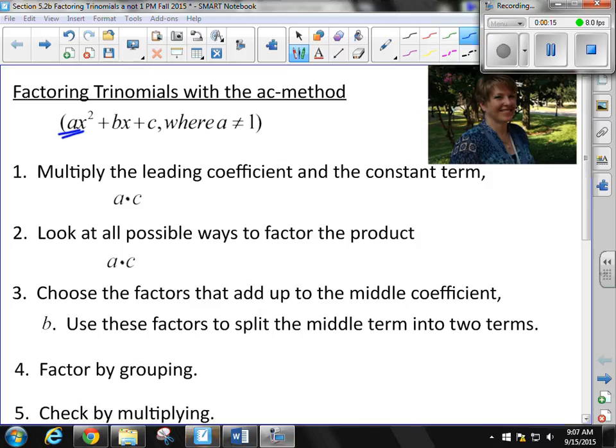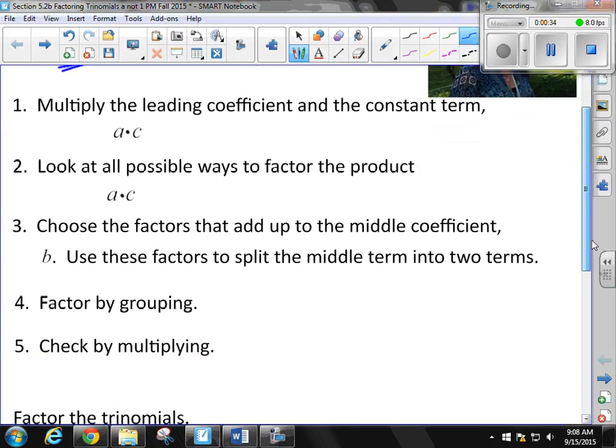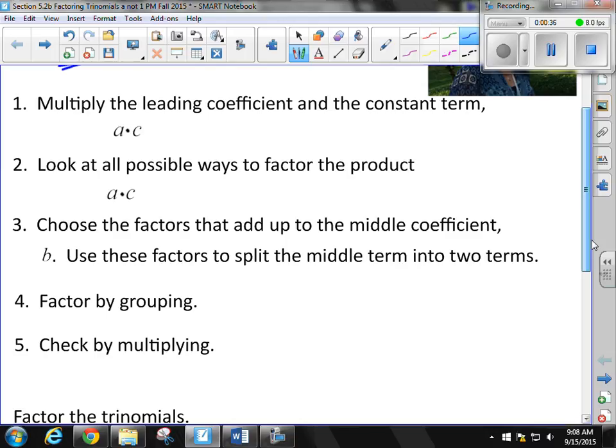Our method here, step 1, multiply the leading coefficient and the constant term, a times c. Look at all possible ways to factor the product, a times c. Choose factors that add up to the middle coefficient b. Use these factors to split the middle terms into two terms. Factor by grouping and check by multiplying.